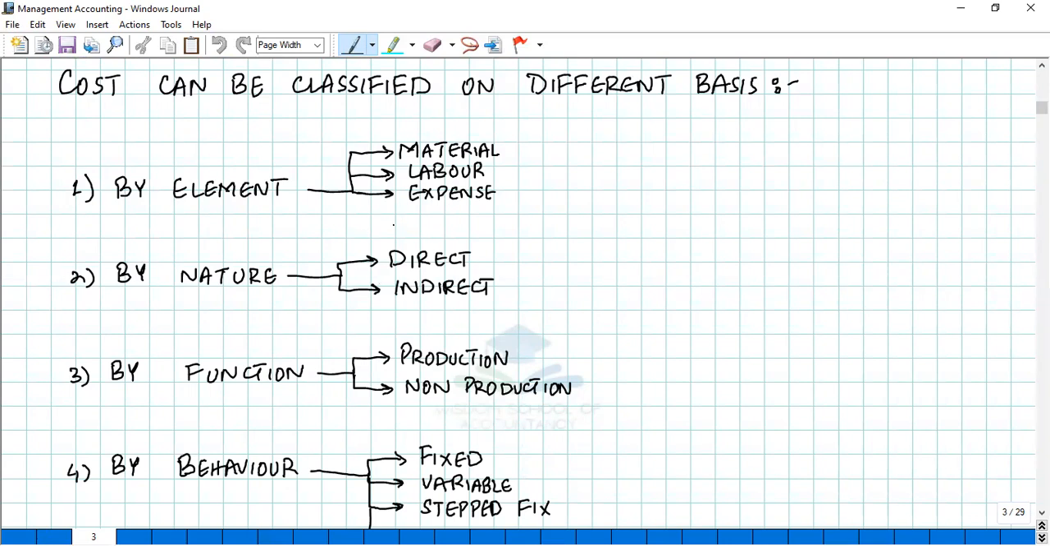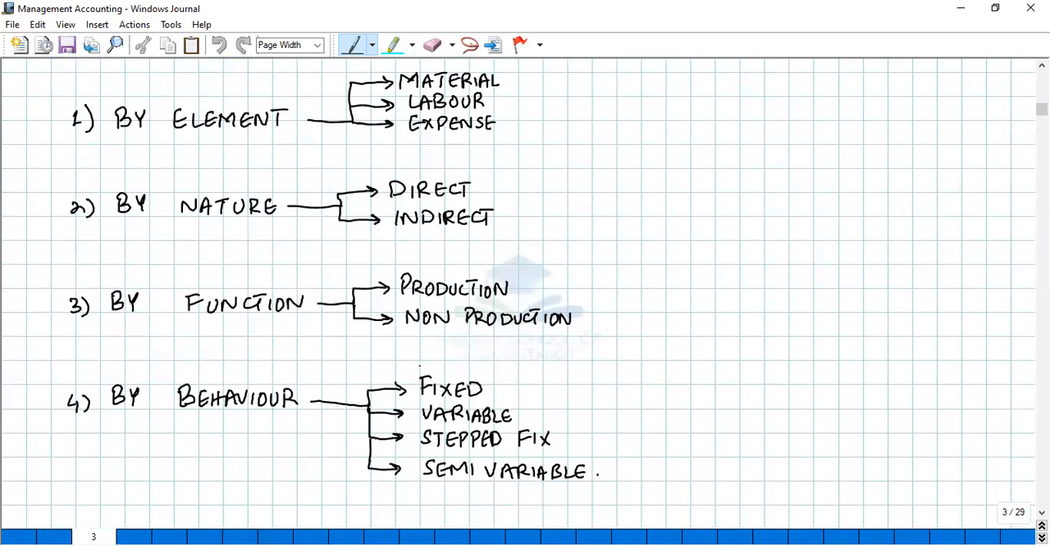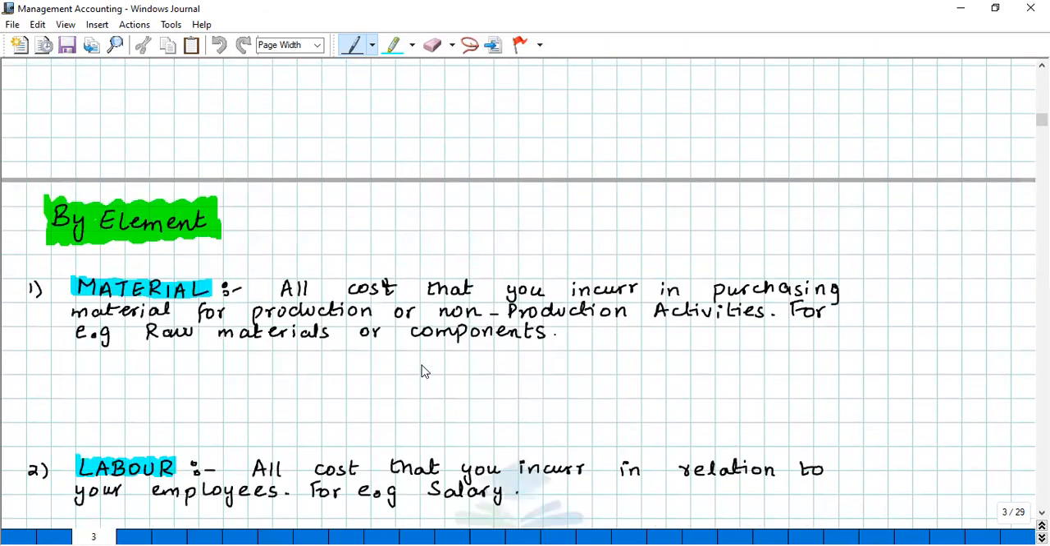The first one is classification by element. By element, cost is of three types: material cost, labor cost, and expense. Then there is classification by nature. By nature, cost is of two types: direct cost or indirect cost. Then there is classification by function. By function, cost is of two types: production cost and non-production cost. Then there is classification by behavior, and by behavior, cost is of four types: fixed cost, variable cost, step fixed cost, and semi-variable cost. So we will be talking about all these classification bases in this chapter. Now let's discuss them one by one.